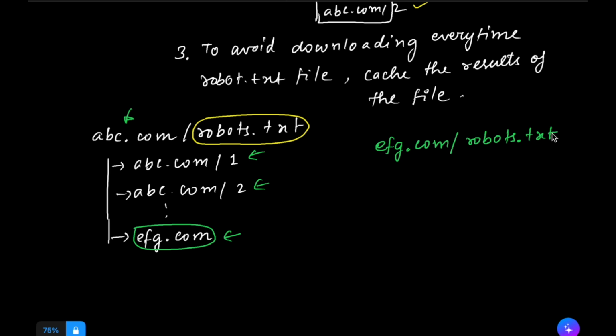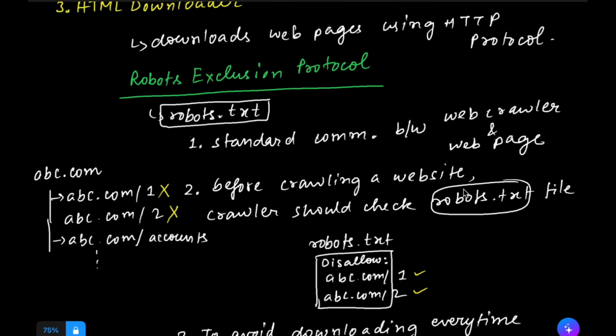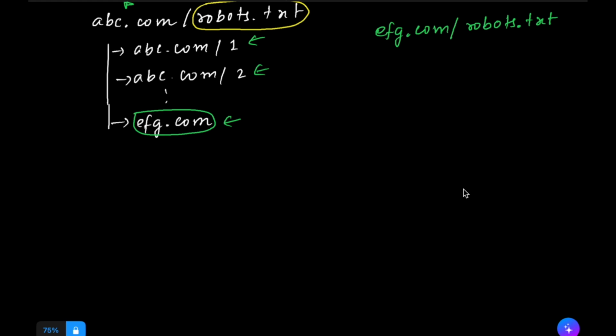So this is the basic knowledge you can have about the robots.txt file. This is the robots exclusion protocol, which we just discussed for the HTML downloader. Another thing we will discuss for the HTML downloader is performance optimization.